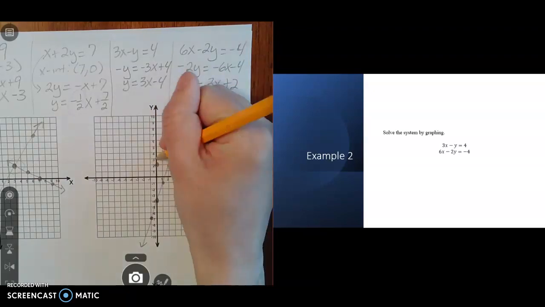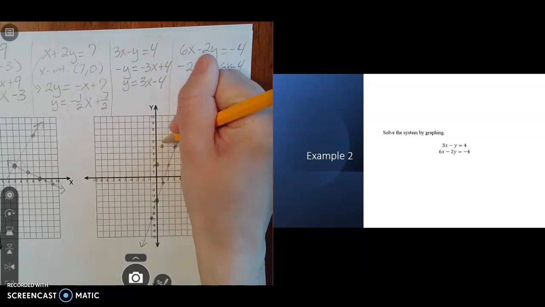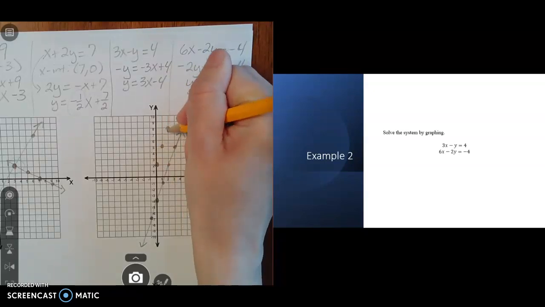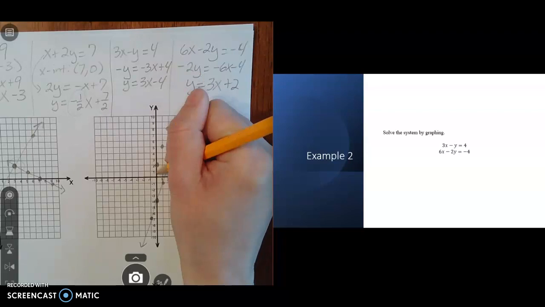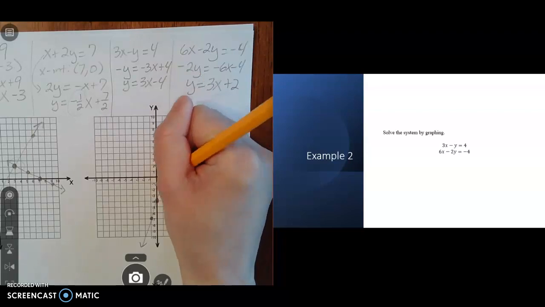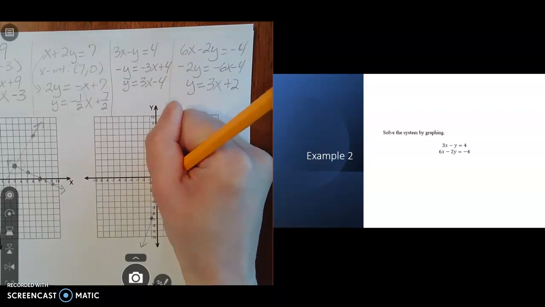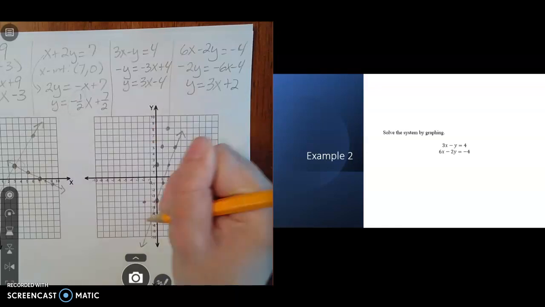So I'm going up 1, 2, 3, and over 1. I can do that a couple of times just to get a good line. I can also go down 1, 2, 3, and over 1, down and over 1, down 3 and over 1.